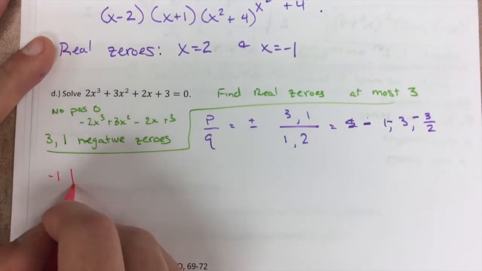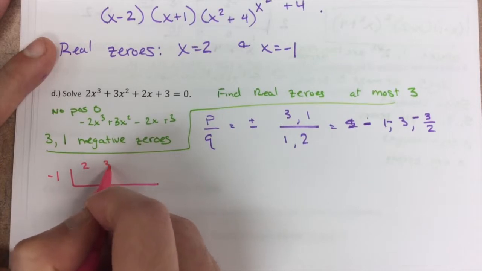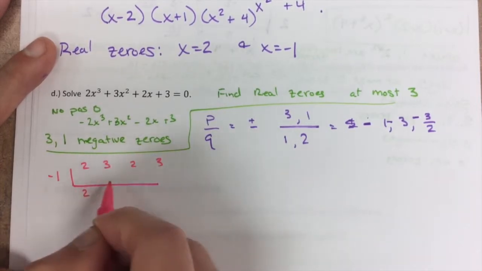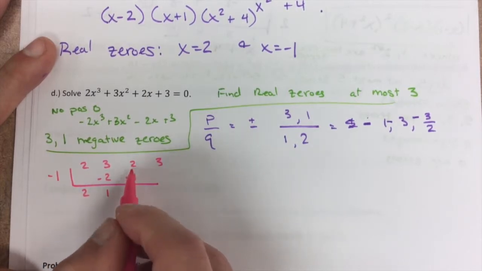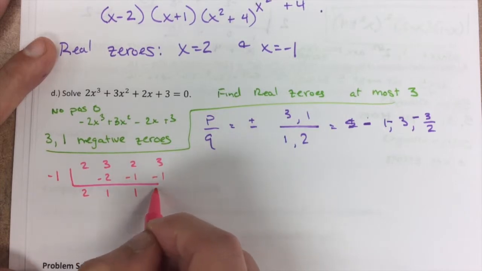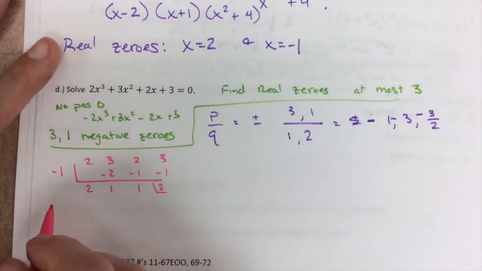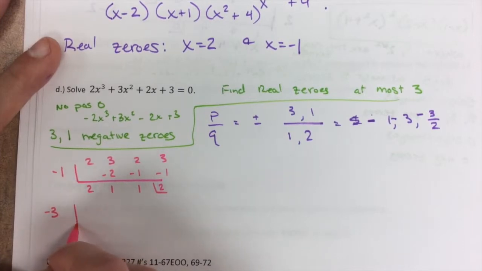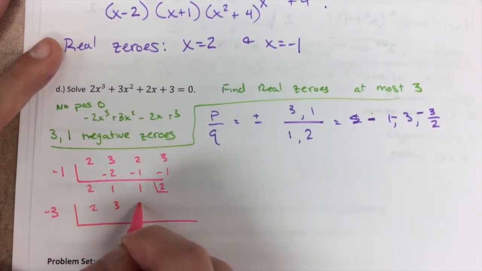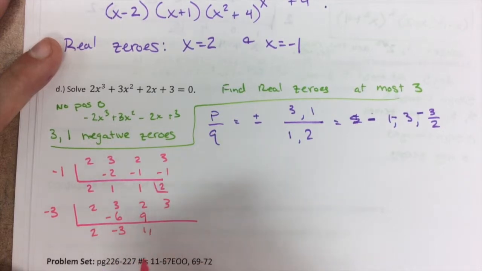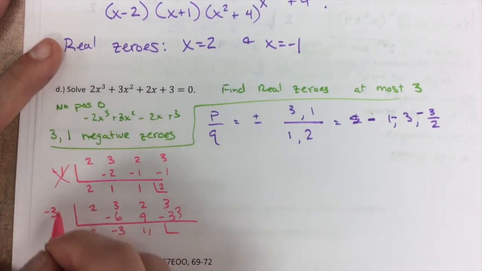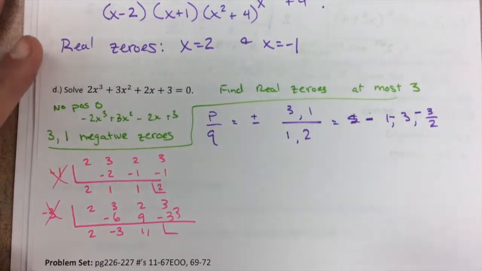So negative 1, which is 2, 3, 2, 3. It's 2, negative 2, 1, negative 1. That's 1, which would be negative 1, which gives me 2. So that doesn't work. So how about negative 3? 2, 3, 2, 3. Bring down the 2. That would be negative 6. That would be negative 3. Positive 9. This is not looking good. Negative 33, which is not 0. So negative 1 doesn't work. Negative 3 doesn't work.